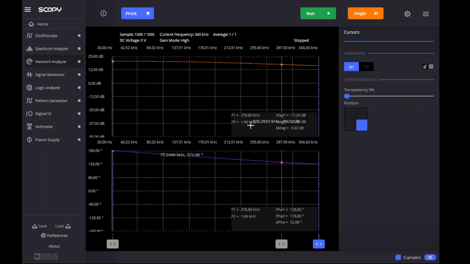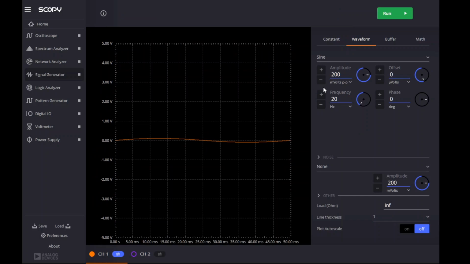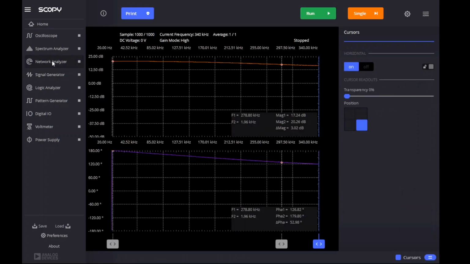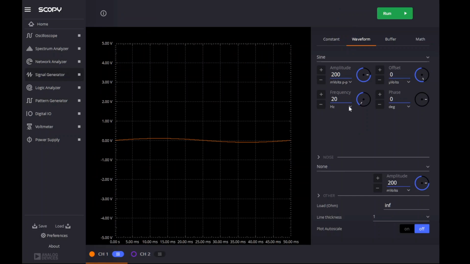And so let's dial in 279 kilohertz to the signal generator. So we were at 20 hertz. Let's go to, what did I say? I already forgot. Network analyzer, 279 kilohertz. So change the frequency to kilohertz, 279. All right, took it that time.